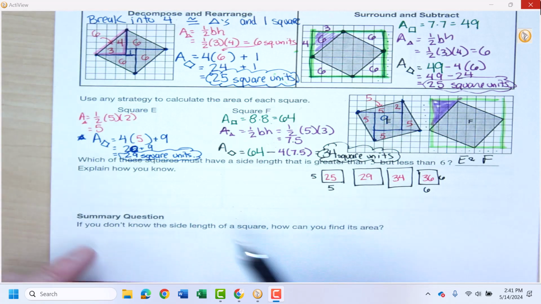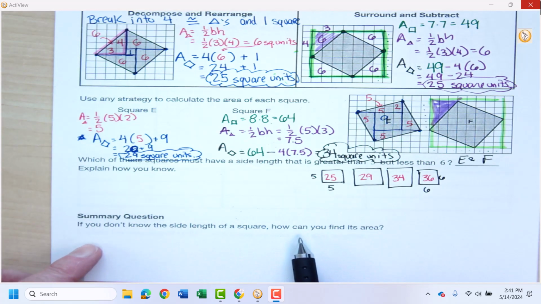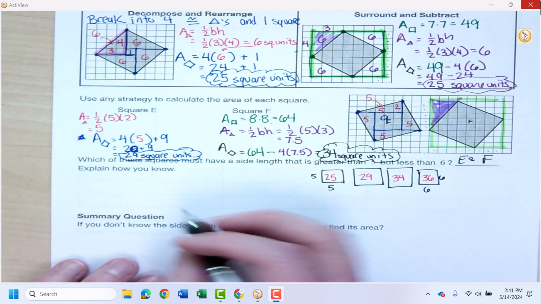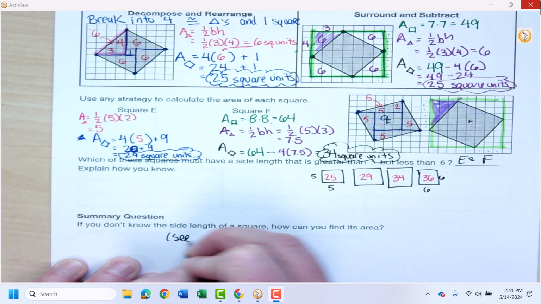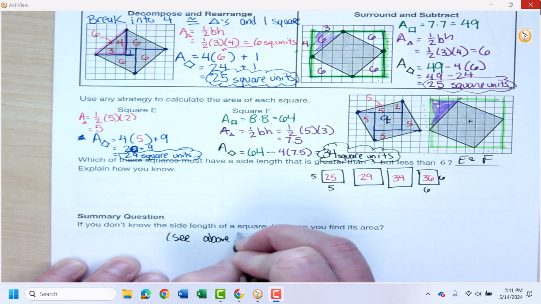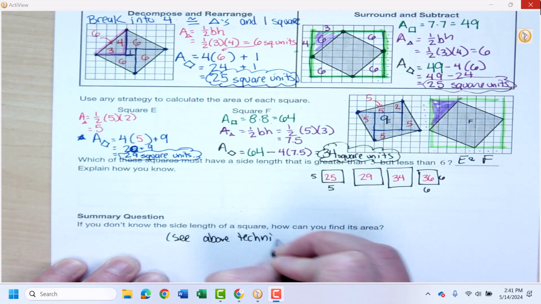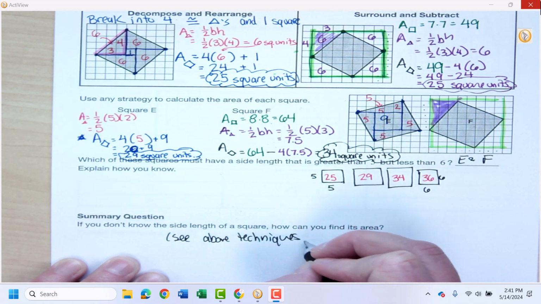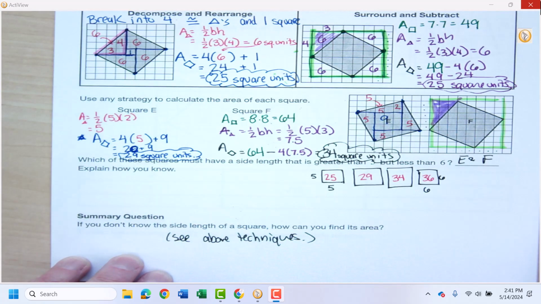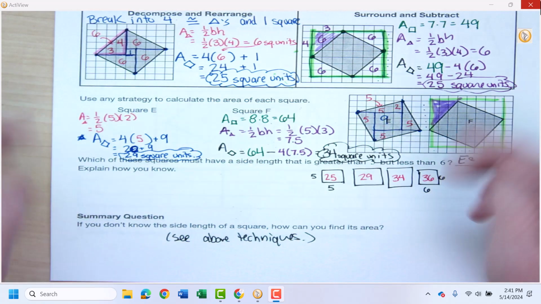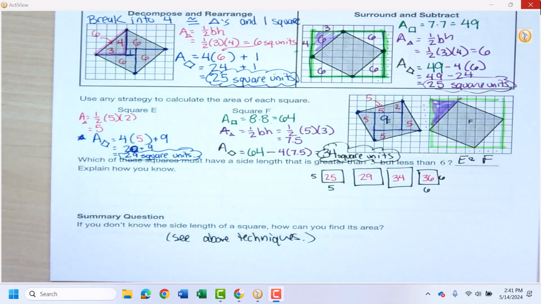So in summary, if you don't know the side length of a square, you can find its area using one of those techniques above. I'm going to say see above techniques. We could write out a description of them, but I think the examples that we did up here is sufficient.